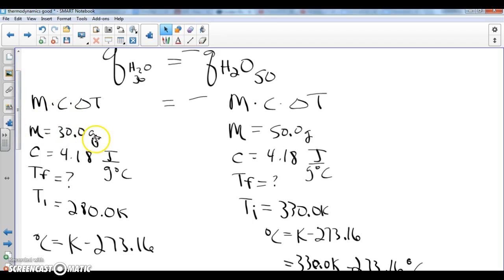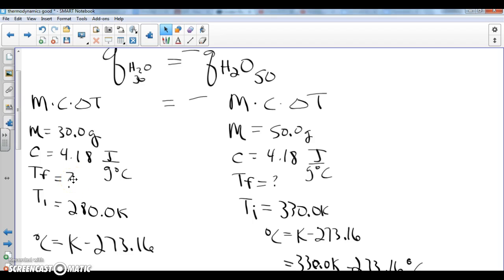M is 30.0 grams. Okay, got that from my 30 gram sample. I know the specific heat of water, because remember both of these are water. We'll use it from our blue card: 4.18 joules per gram degree Celsius.